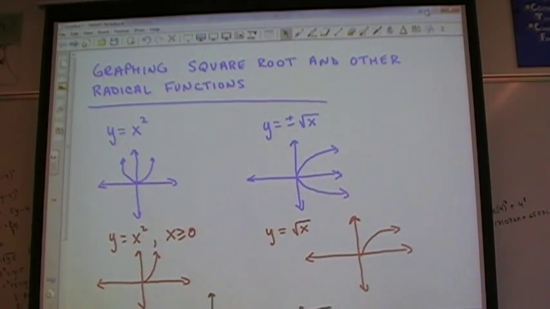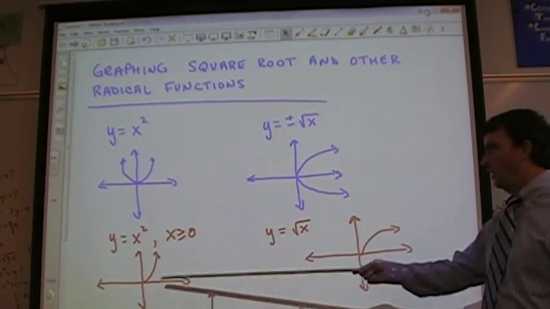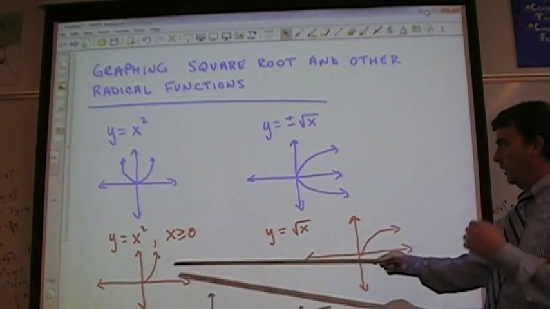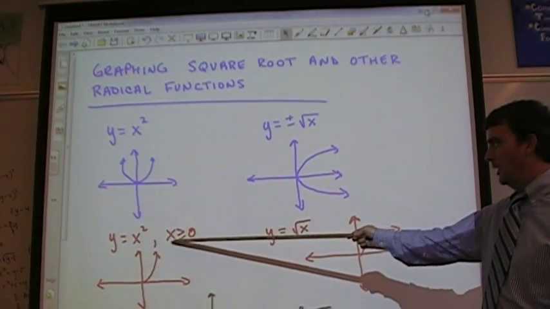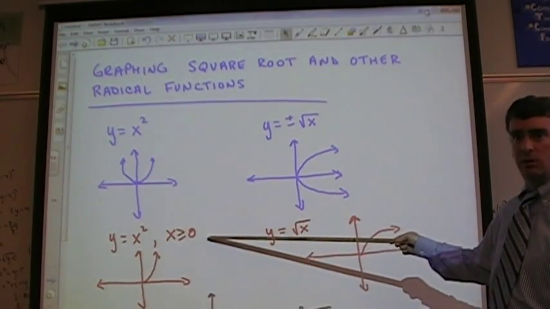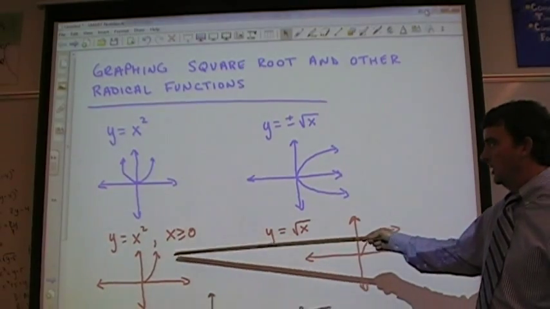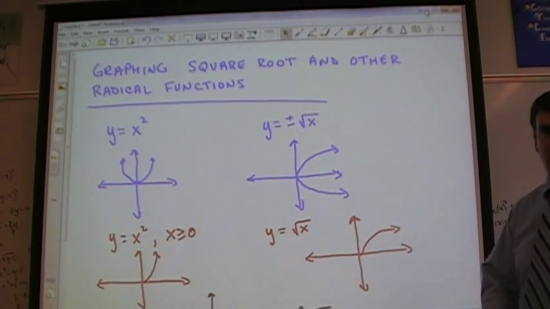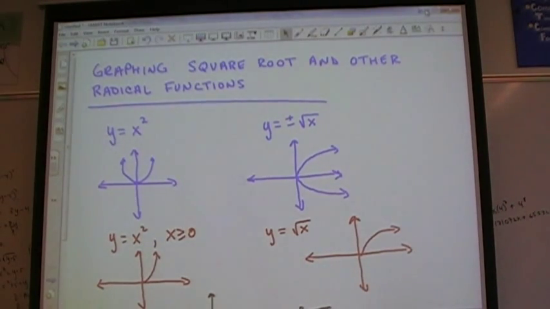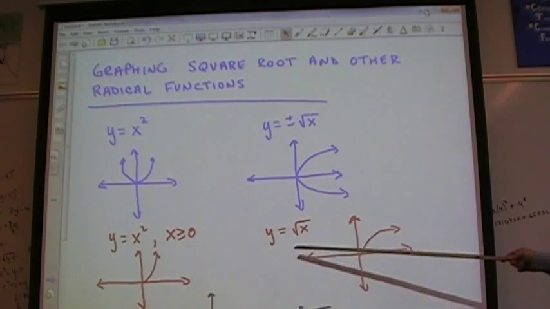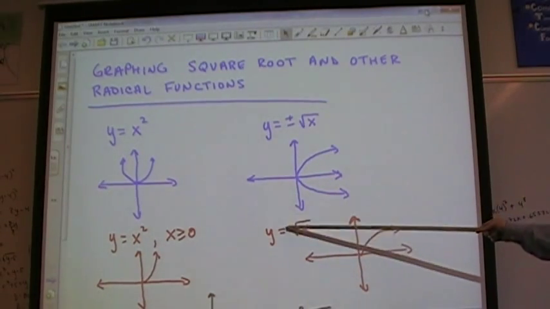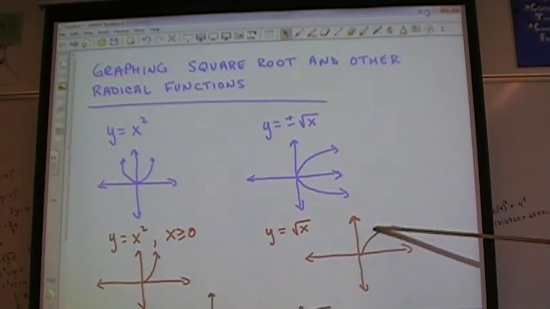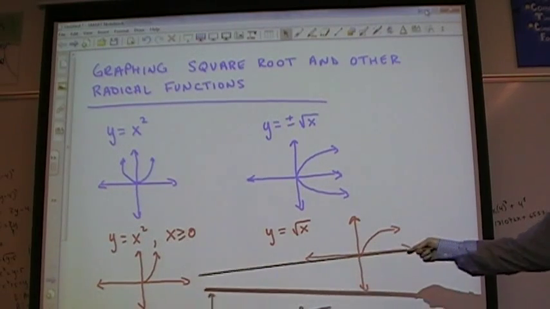Now, down here in red, we have y equals x squared, but it gives you a restriction that x must be greater than or equal to 0. So if that's the case, then you would only graph the right side of the parabola. Alright? Same thing over here. If I didn't have the plus minus, then it would just be the top half. Now they are both functions.